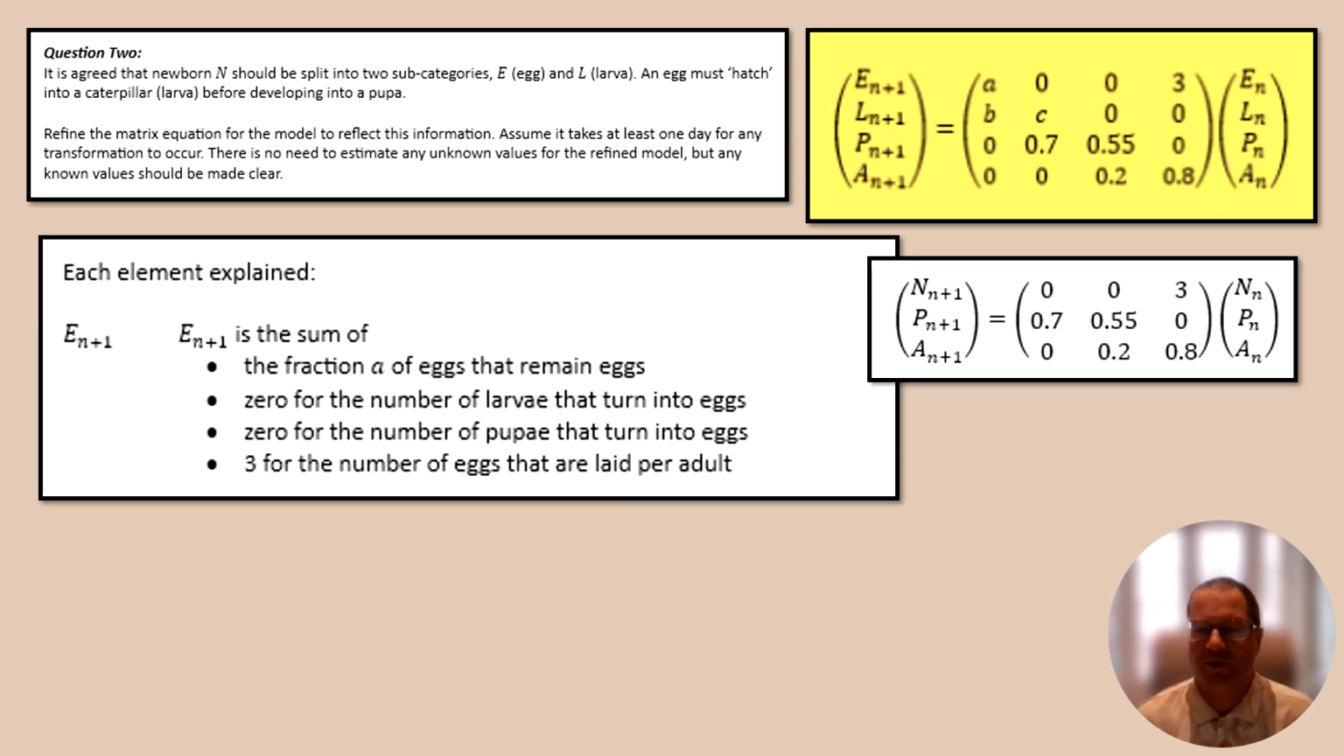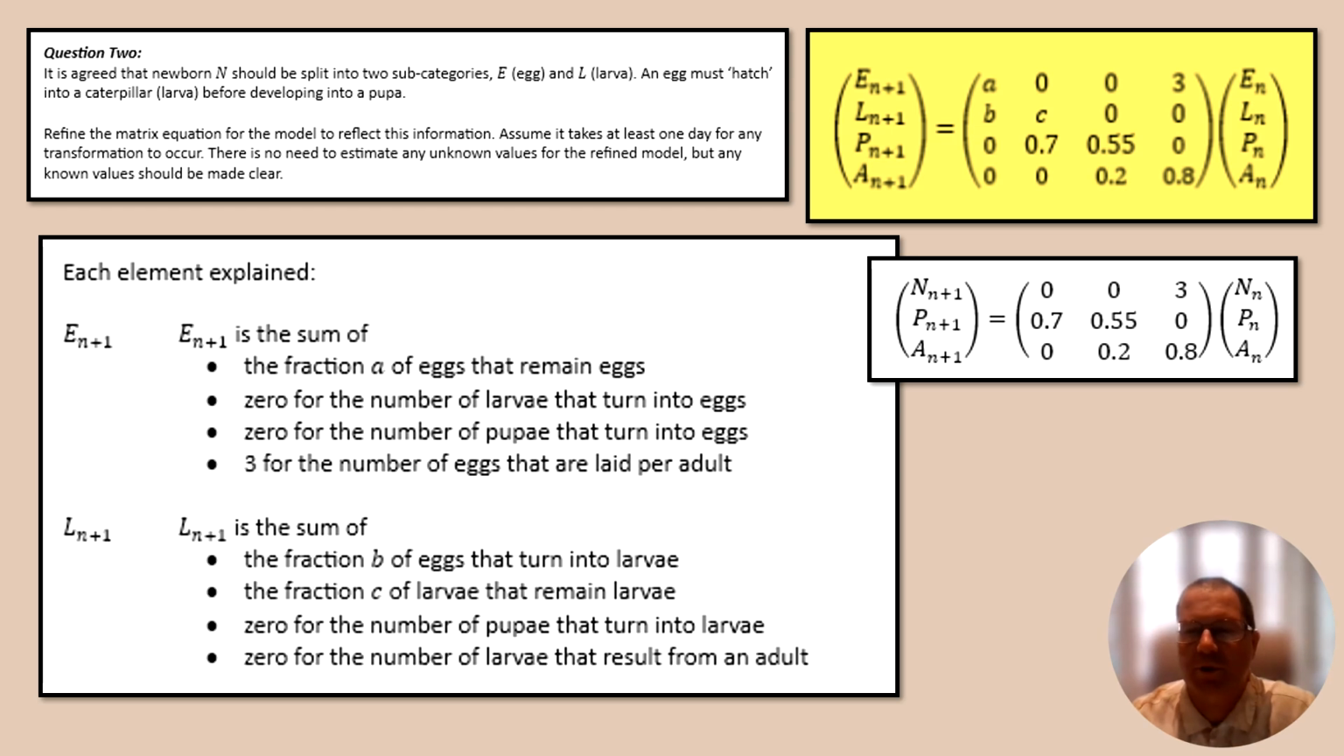In our original matrix, we found out that the only newborns from 1 day to the next were as a result of reproducing adults. But in our new matrix, we don't know how many eggs actually stay as eggs. But we know that no larvae are going to turn into eggs and no pupae are going to turn into eggs. But again, we're going to get 3 eggs for every adult.